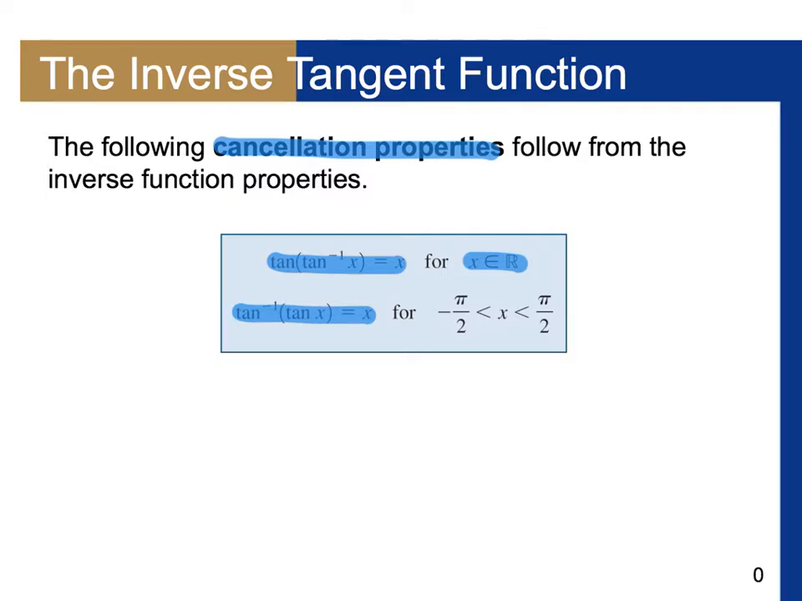for x between minus pi over 2 and plus pi over 2. And that's because we're doing the tangent of x first, and here we're limiting our domain to minus pi over 2 to plus pi over 2. So this would cancel out if that x is between minus pi over 2 and plus pi over 2.